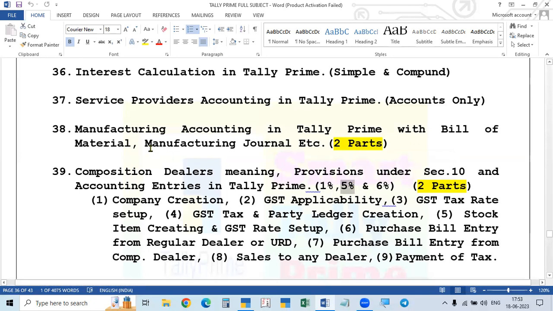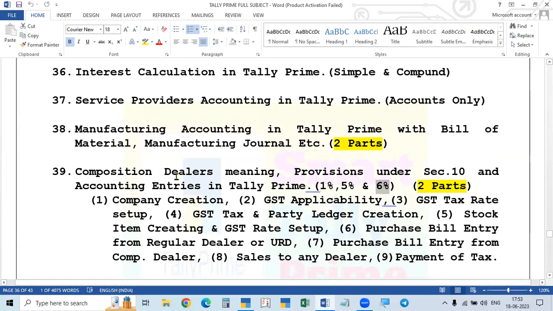And the third one, the fourth one, is service providers. Service providers have to pay 6%. So traders and manufacturers, 1%. And restaurants not serving liquor, 5%. And service providers, 6%. But there is one more restriction on service providers.